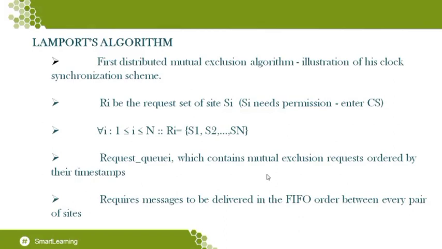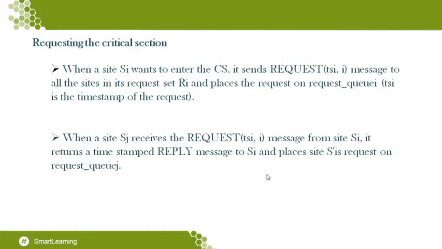Then there is a queue called the request queue, which is maintained at every site. This request queue shows who is privileged to enter the critical section next. When we discuss the algorithm in detail, step by step, you will be able to understand the working of the request queue. Now let us get into the working of this algorithm. The working of this algorithm is divided into three different phases, and I'm going to explain it in three different phases.